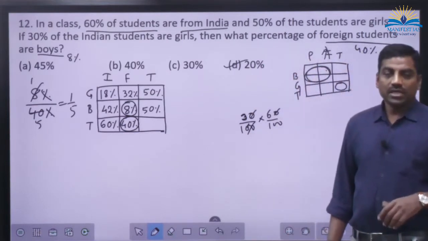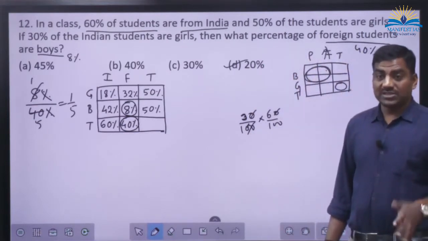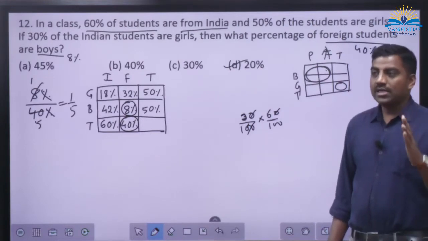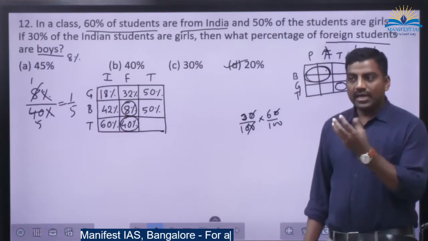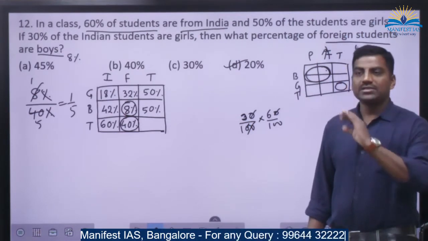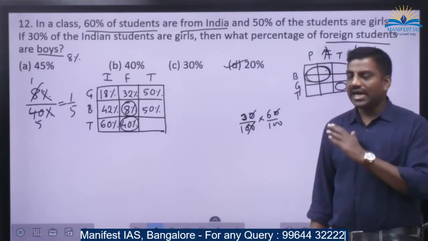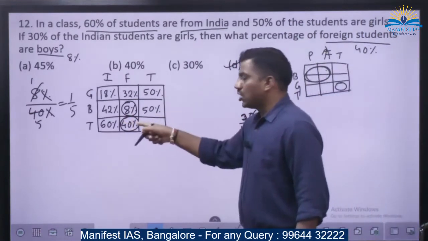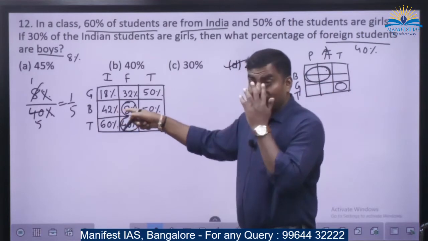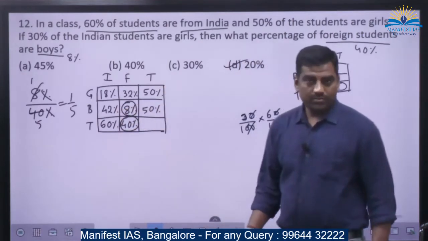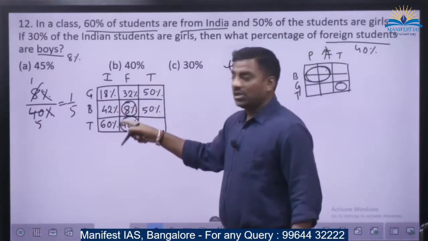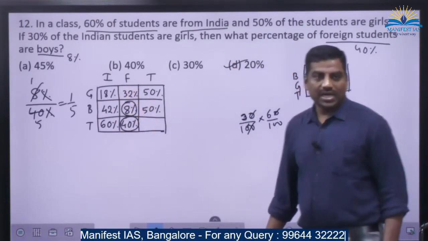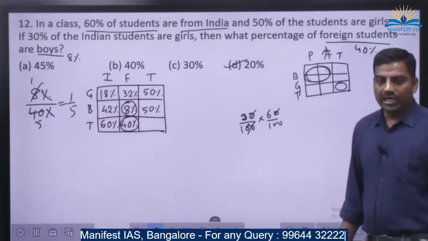Got it? Here everything they are talking in terms of percentage only. That might confuse you, but you have to have a clear idea. Indians, foreigners separately, boys, girls separately. In that you have to go on filling the block. Anyways, we know these blocks. If we fill any one of them, we can fill all the others. And you have to answer accordingly.